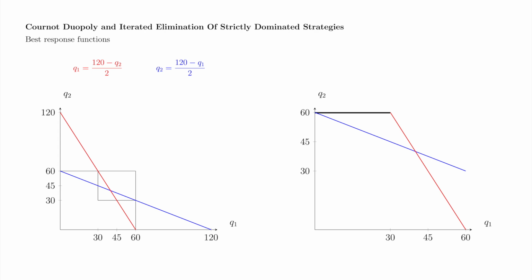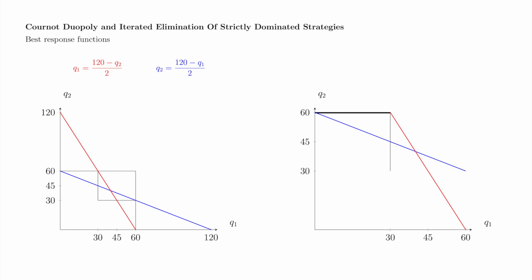On the graph on the right, the interval in which Q1 lies between 0 and 30 is marked with a thicker black line. Note that the red line is fully to the right of Q1 equals 30. When firm 1 best responds to firm 2, it always selects a quantity between 30 and 60. Since firm 1 never produces less than 30, we can eliminate from the graph the portion of the Q1 axis less than 30, indicated by the vertical line at Q1 equals 30.